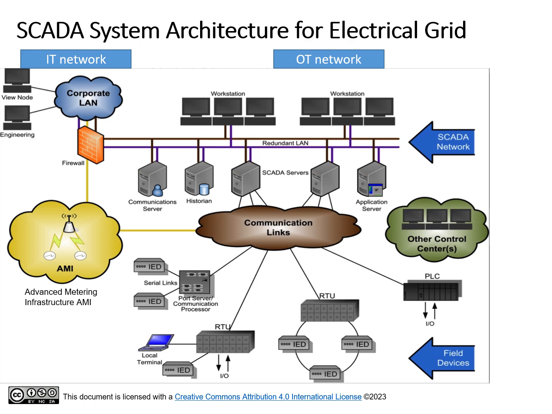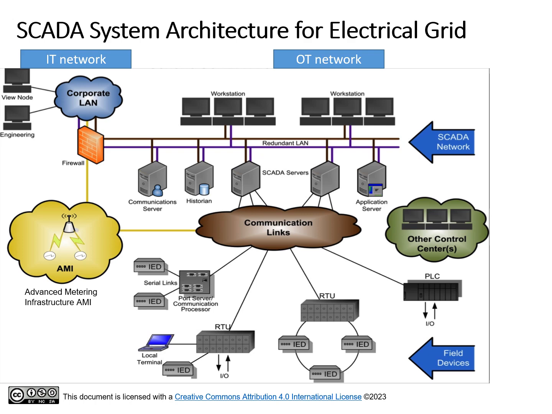A simplified control network and SCADA system for the electric grid consists of IEDs to perform control and protection functions, RTUs to collect data from IEDs, communication processors to interface legacy devices with serial interfaces with Ethernet networks, communication links to connect RTUs with central control, SCADA servers, historian, and application servers.